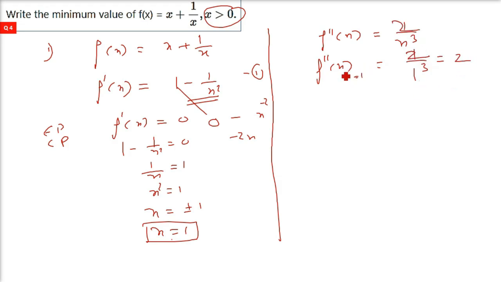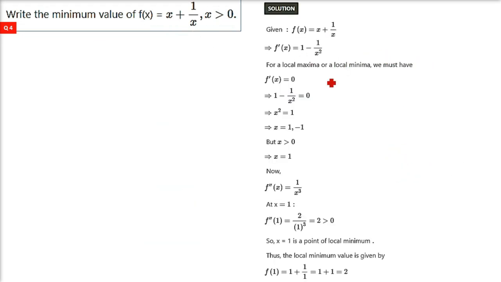What is x? x is equal to 1. So 2 by 1 cube, it is going to be 2. So x equals 1 is the critical point or extreme point, and the value of the function at x equals 1 is 1 plus 1 by 1, that is 1 plus 1, 2. This is 2. This is your answer. Now in the exam, you are going to write it like this.